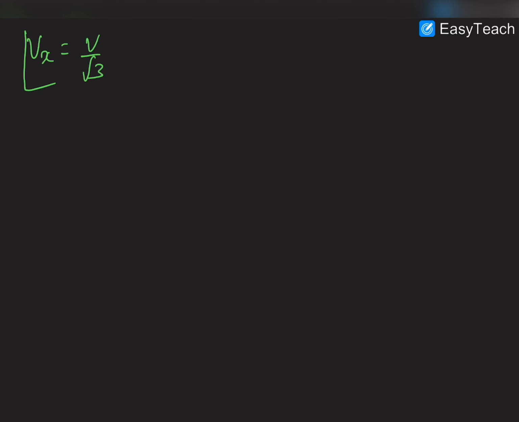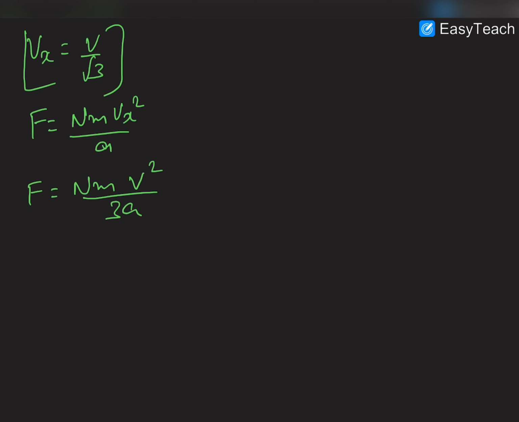Now we have already written the force. Force was nm vx square upon a. So F is equal to nm, and vx square is v square by 3, so F is nm v square by 3a.